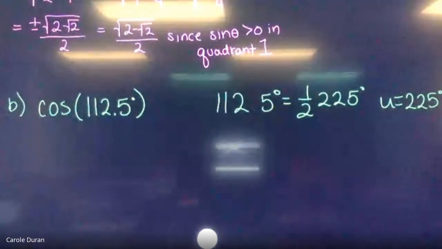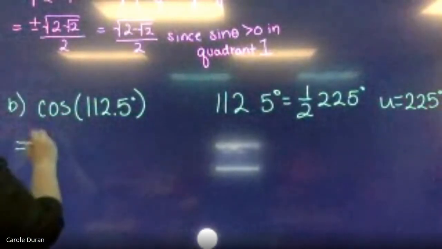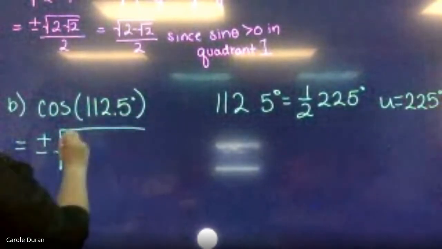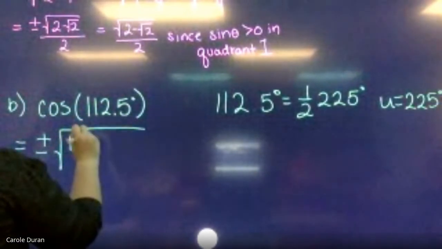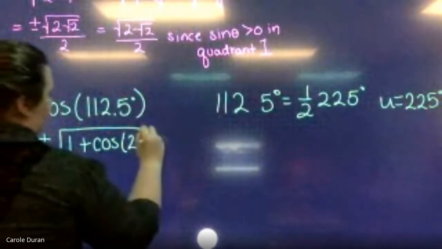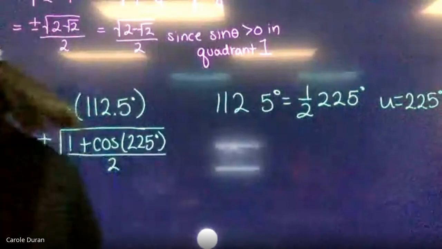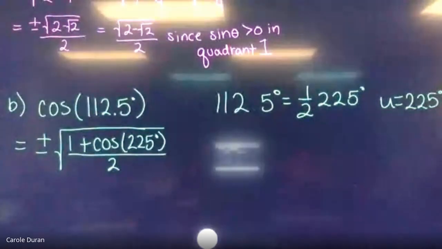Okay, so now let's go ahead and do my identity. Obviously I recognize that it's a cosine and it's a half angle, so I go to my cosine half angle identity. And I recognize that that is equal to the positive and negative square root of 1 plus cosine of 225 degrees over 2, and then just like on the previous problem, I just have to simplify this.